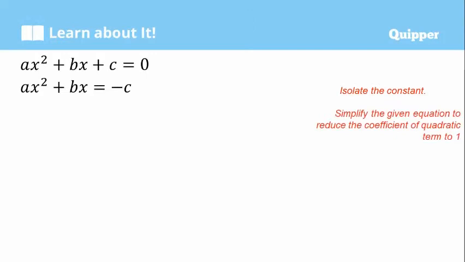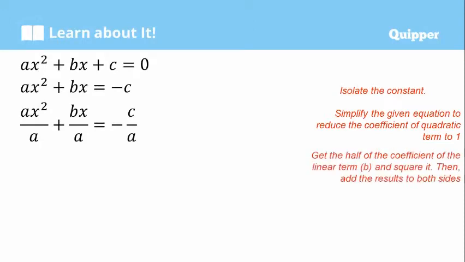If the value of a is not 1, or it's greater than 1, we're going to simplify it so that we can apply completing the square. So we divide all the terms by a. We have ax squared divided by a, bx divided by a, and negative c divided by a. Then we get half of the coefficient of the linear term, square it, then add the result to both sides. So this is the process.